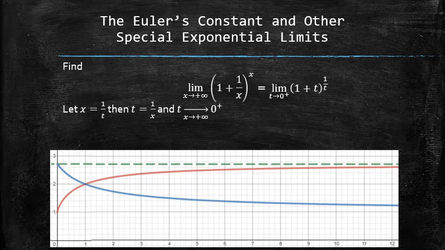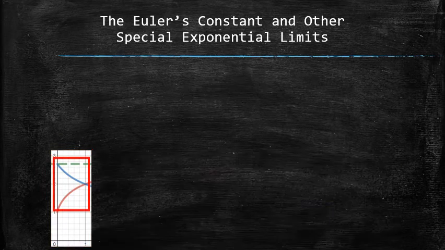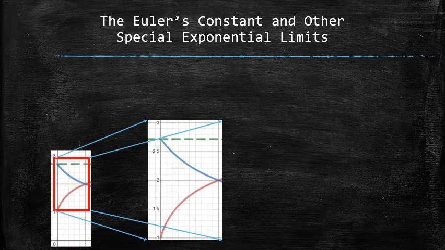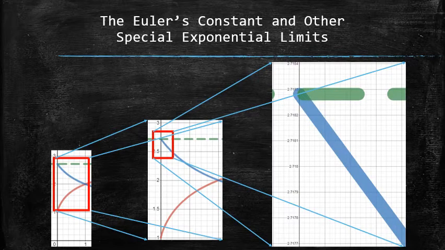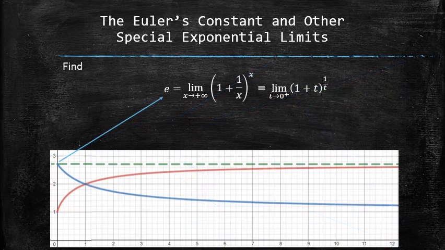Let's zoom in a little, and zoom in a little more, and one more time. We see that both limits are approximately equal to 2.7183. We call the limit of these two functions e, the Euler's constant.